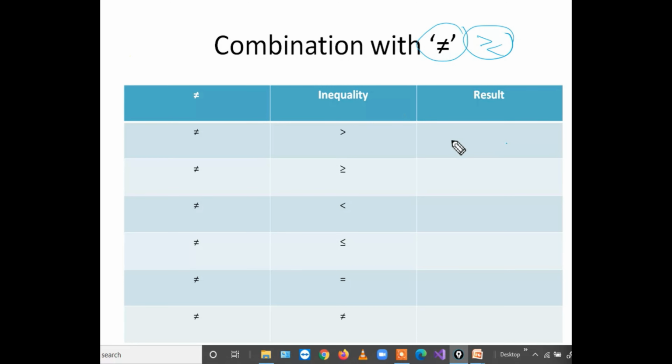Now tell me the results. Not equal to with greater than. There is a less than, opposite polarity, no combination. With greater than or equal to, opposite polarity, no combination. Less than, no combination. Less than or equal to, no combination. Equal to, no combination. No, no. For this equal to, this is the input and that will be the output.